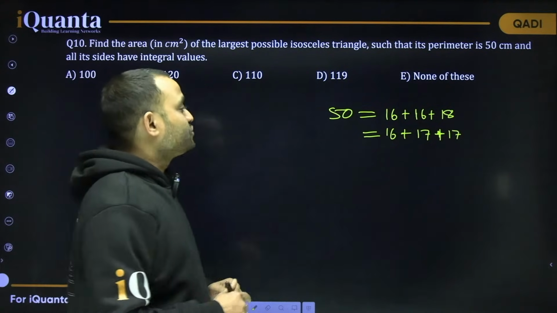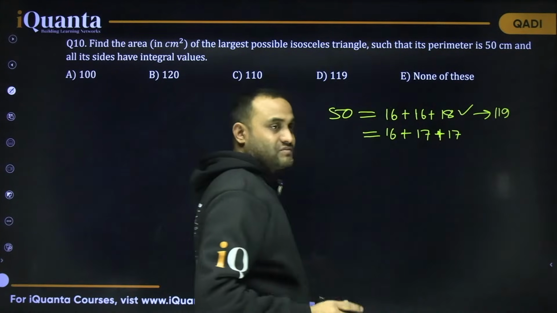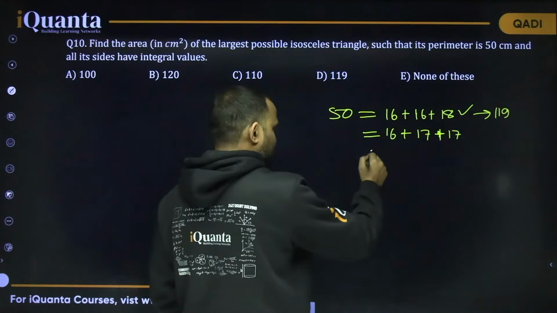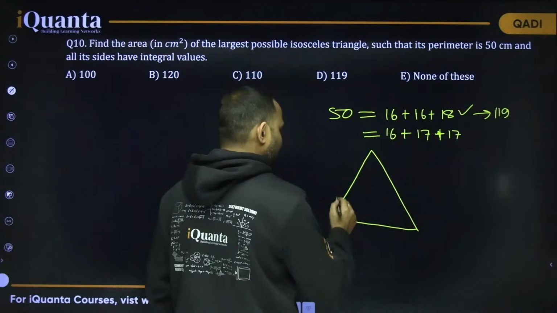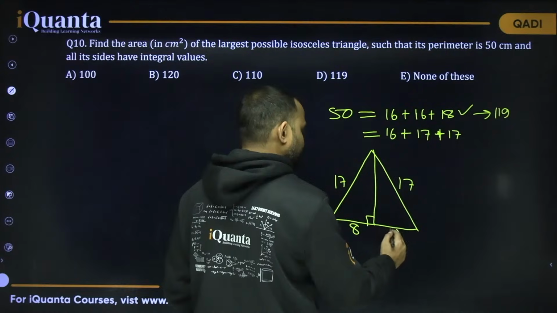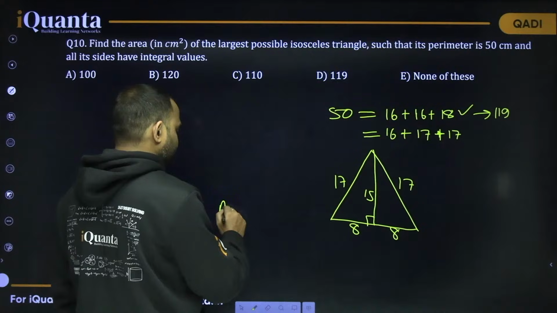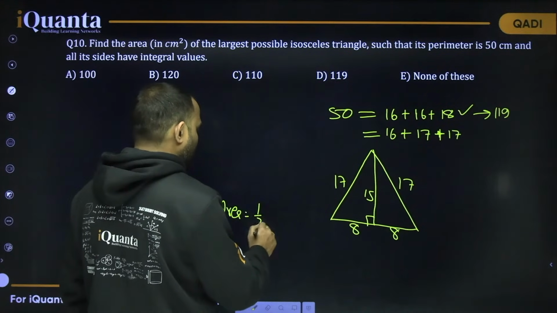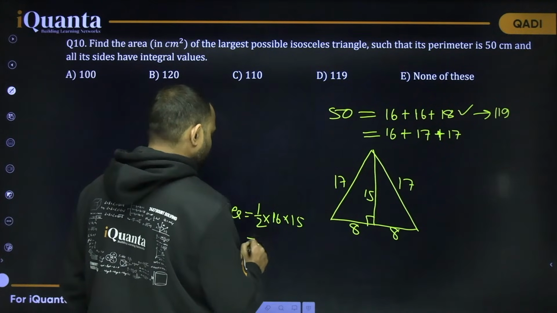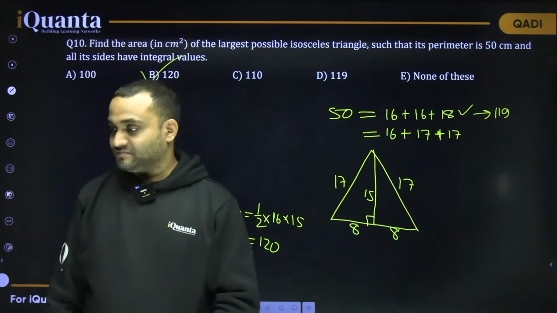If you try this one, you are going to get the area as approximate 119. But in this case, it's an isosceles triangle, 17, 17. Draw this perpendicular. This is 8. This is 8. This will become 15. So in that case, the area will be equal to half into 16 into 15, which is equal to 120 square units. So answer is option B. है ना?